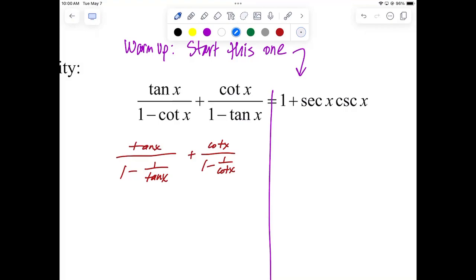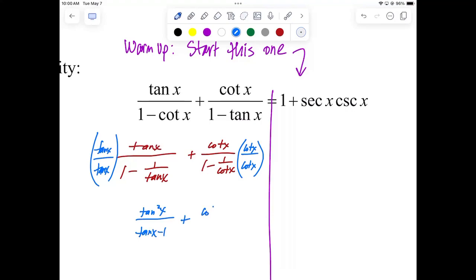And when we have a complex fraction, we rejoice because the very next step is to get rid of the complex fraction. So this one I would multiply by cotangent of x over cotangent of x. And this one I would multiply by tangent of x over tangent of x. And if I multiply straight across, I get tangent squared of x all over tangent of x minus 1 plus cotangent squared of x all over cotangent of x minus 1. And that looks kind of better.